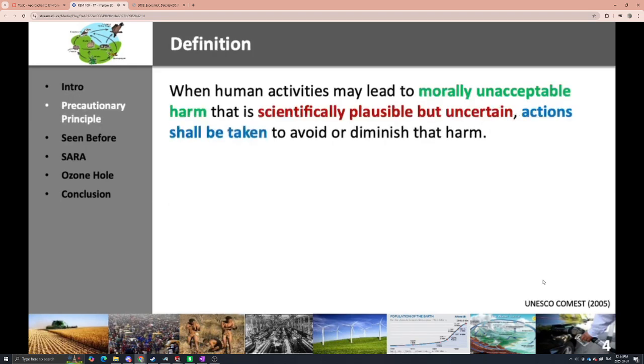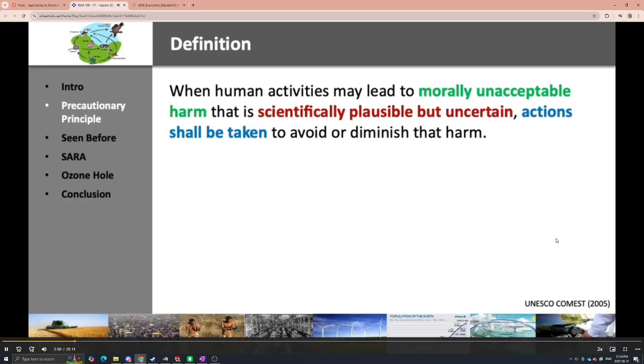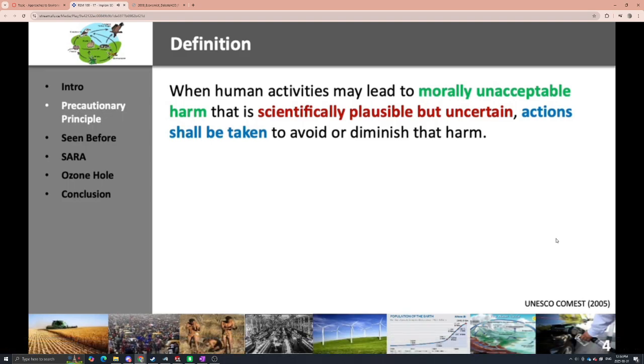UNESCO, which is the United Nations Educational, Scientific, and Cultural Organization, defines the precautionary principle in the context of environmental management in the following way. When human activities may lead to morally unacceptable harm that is scientifically plausible but uncertain, action shall be taken to avoid or diminish that harm. There are three key parts to this description.